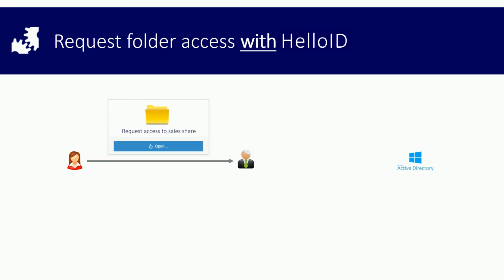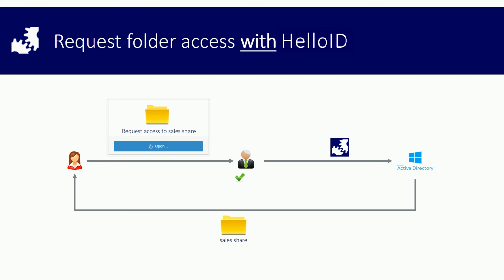Now the process with Hello ID self-service, a much more streamlined and efficient process. The end user goes directly to the Hello ID portal and puts in a request to the data owner. The data owner approves or denies the request. If the request is approved, Hello ID automatically sets the correct rights which give access to the share for the end user. This is much quicker, and once the approval is given, it is instantly done within Hello ID. There's no need wasting time by going through the IT help desk.